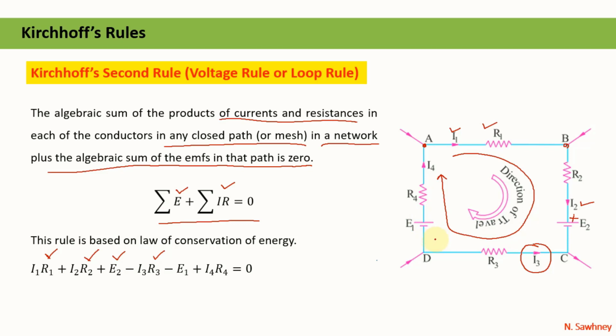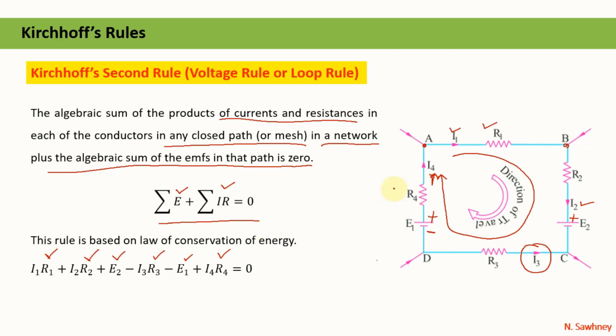Then again moving from D to A, one of the EMF is there, so the polarity, the terminal occurring first is the negative one, so I will write minus of E1, like here. Then R4 will be multiplied by the current I4, and as we are moving in the same direction as the direction of the current given, so we will write it here as plus I4 R4. So this will be the complete equation for the voltage rule.